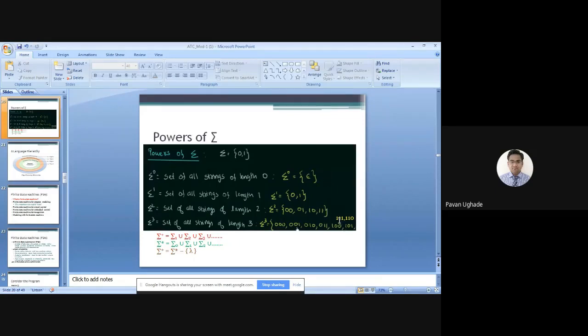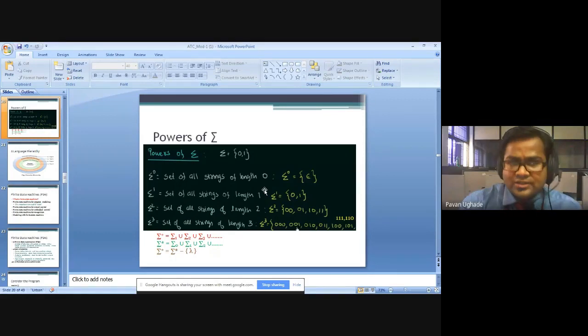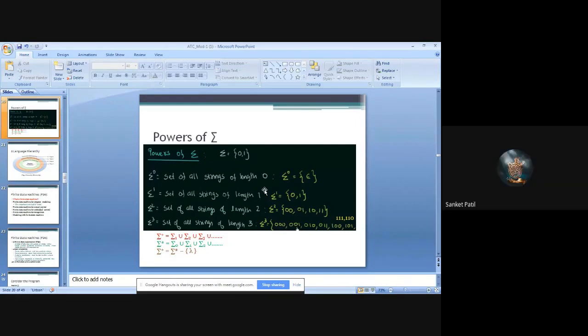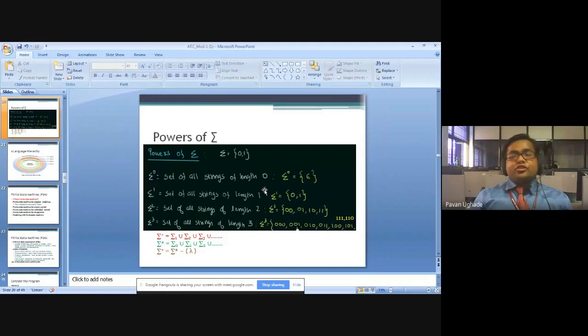So can you tell me how you are going to find out how many strings are possible? Can you generate a simple formula to explain this? 2 raised to n. Very good. It is 2 raised to the power n. You can find this question in some computer examination. Okay, so this is how we have discussed the power.